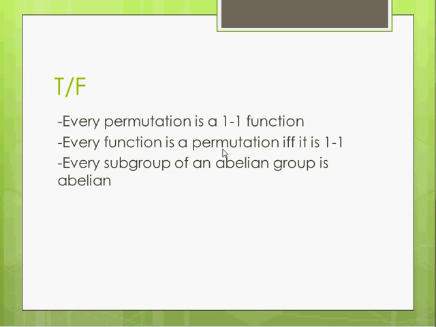Every subgroup of an abelian group is abelian. Always have that abelian term in these lectures, huh? Well, if we have an abelian group, then all the elements in the group commute with each other. So if we take a subgroup, a subset of that group, all those elements are going to commute with each other. So it's abelian, so it's true.